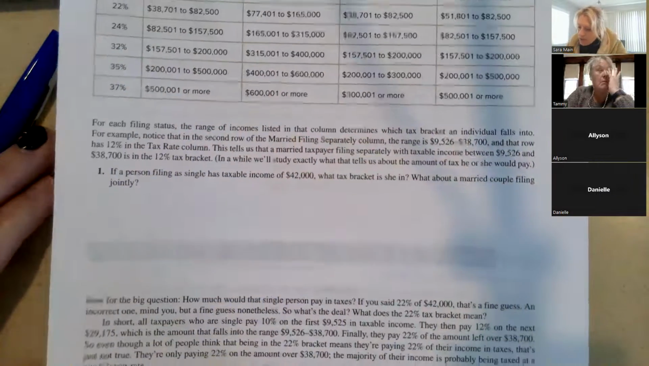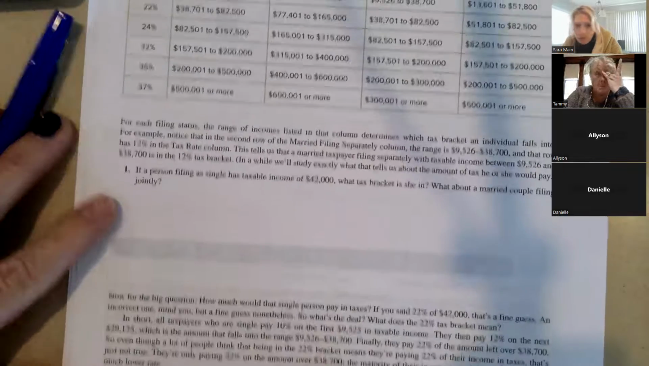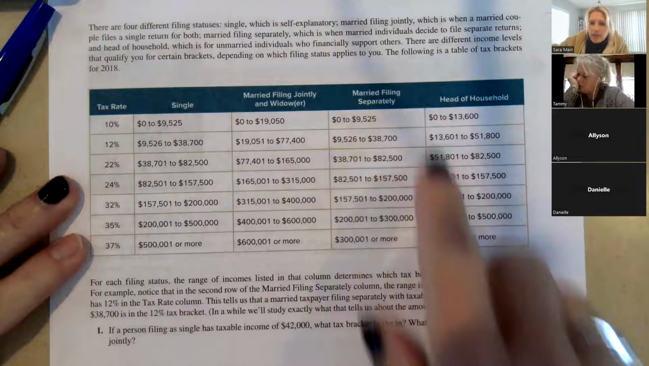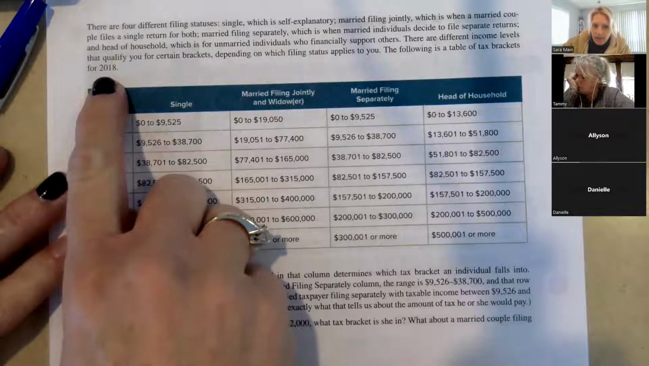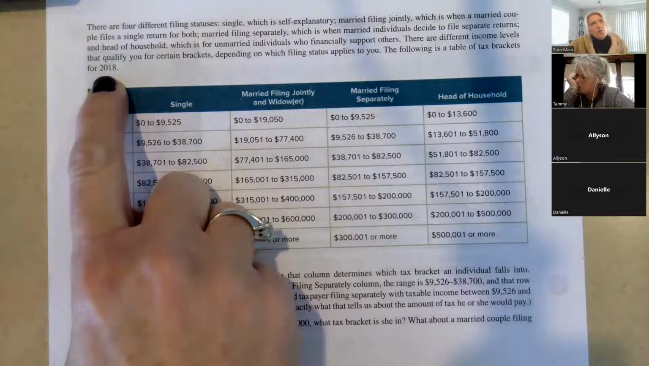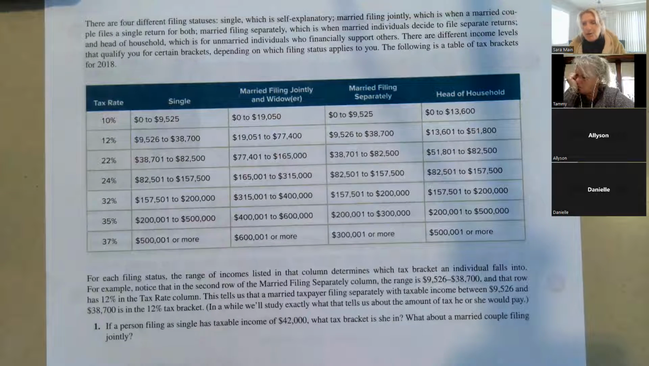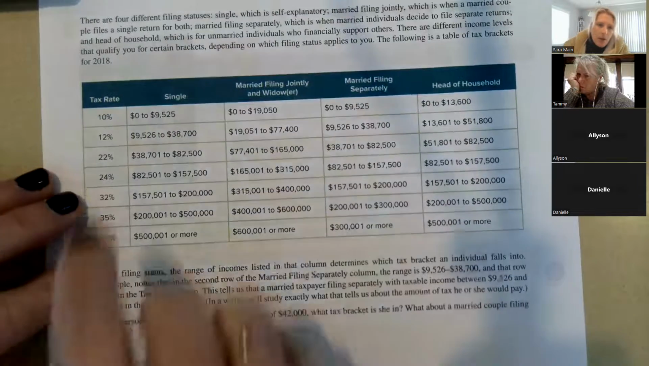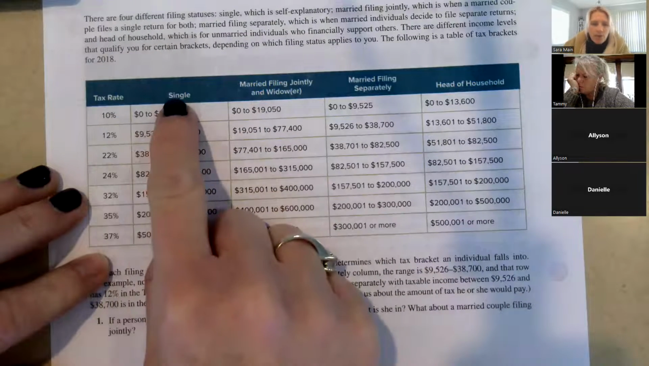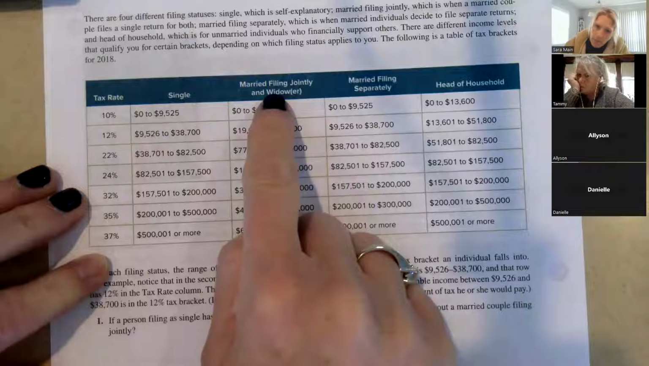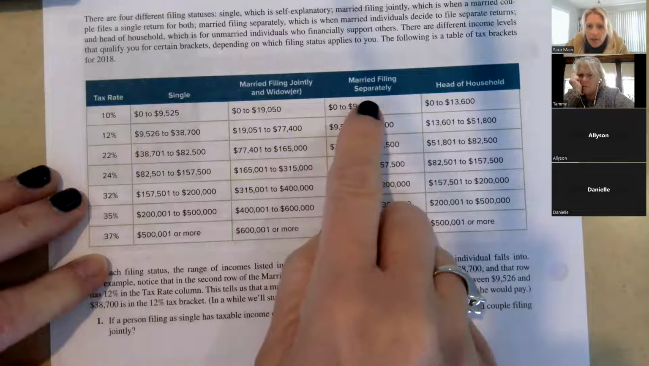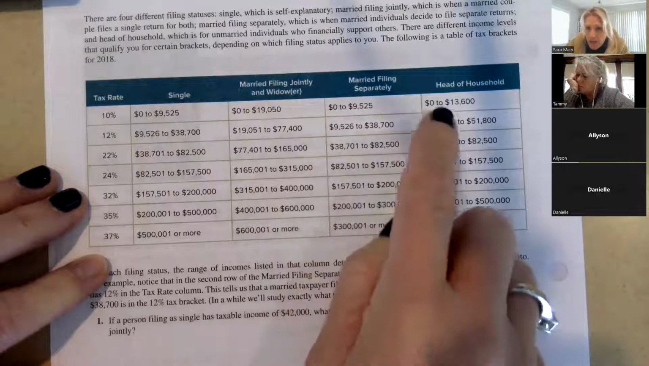So if we turn to page 346 in our book, this is the tax bracket for 2018. If you went into the updated project, I added 2022 and 2023. I'll pull it up on my screen later because it's interesting to see how it's changing. But we're going to be working a few problems in the single column, married filing jointly and widower, then married filing separately, and then head of household.